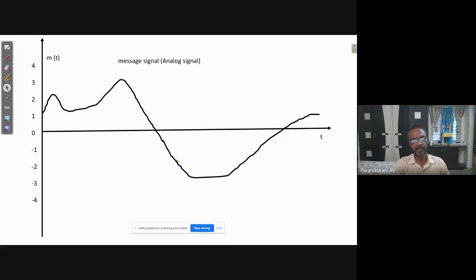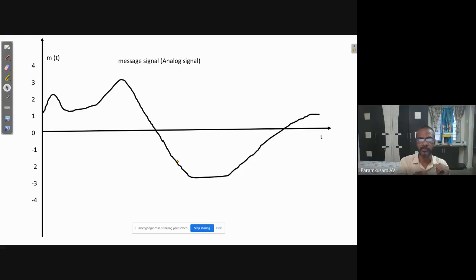In order to convert this analog signal into a digital signal, what is a digital signal? We have discussed that in a digital signal, at any instant of time, the signal can be any one of a predetermined set of values. Suppose the predetermined set of values are two values, -5 volts and +5 volts. Then at any instant of time, the value of m of t will be either -5 volts or +5 volts. Only two possibilities. But in this analog signal, infinite possible values are there from -4 to +4.